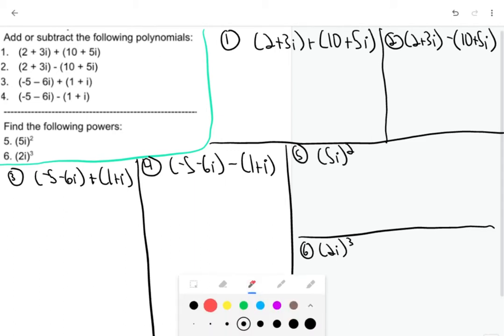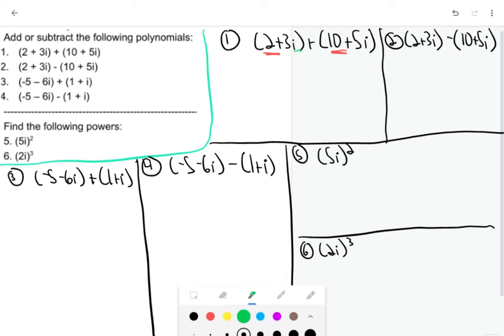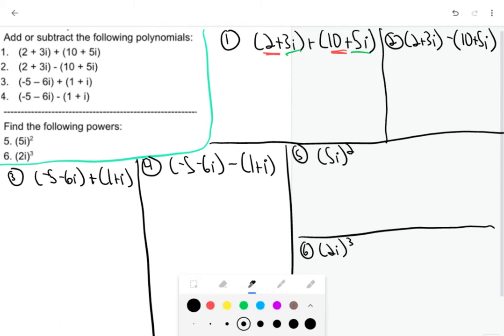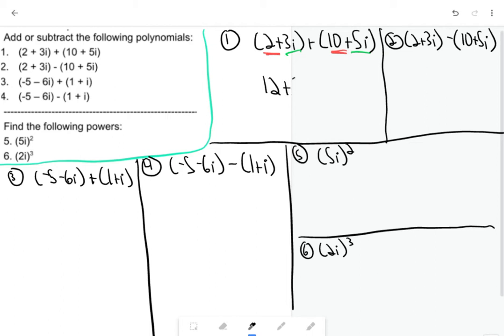So the first one here, again, we combine like terms, which means I combine the real number parts and I combine the imaginary number parts. My real numbers are 2 and 10, which I underlined in red. So those combine to 12. And then 3i and 5i becomes 8i. So my answer is 12 plus 8i. That is literally it.